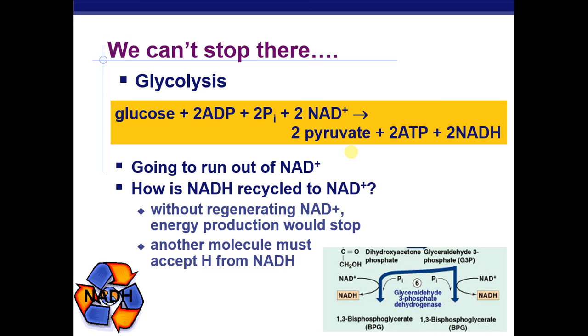But one thing I wanted to stop and think about is, if NAD plus is accepting the electrons from glycolysis and turning into NADH that carries them, are we eventually going to run out of NAD plus? How is NADH and NAD plus recycled? What is that cycle? Without regenerating NAD plus from NADH, our energy production would stop. So another molecule must accept those hydrogens from NADH to turn it back into NAD plus so it can go back and be used again.